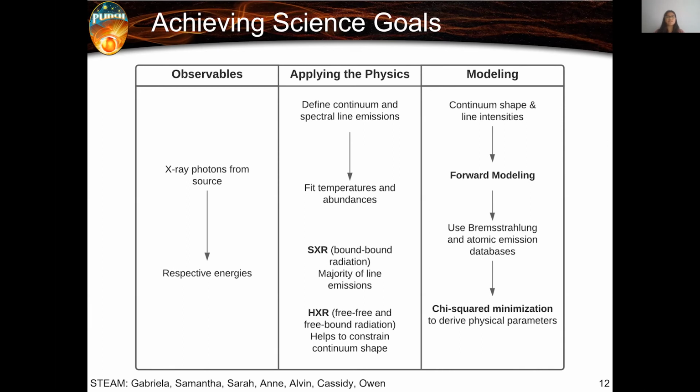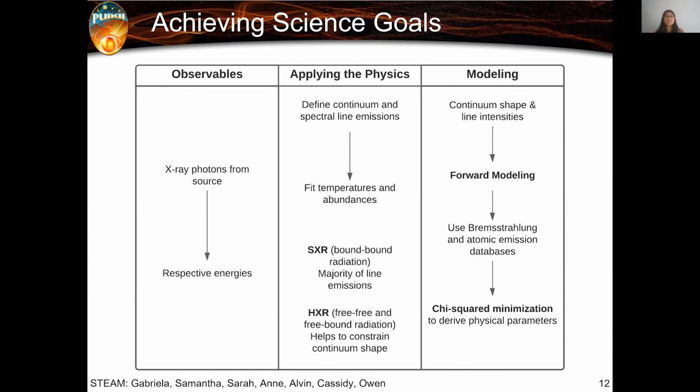We will be building a spectra for the flares where the continuum regions will be associated with free-free radiation, or Bremsstrahlung radiation. The emission lines are then going to be associated with the bound radiation. For the analysis of the spectra, the shape of the continuum and the intensities of the emission lines will allow us to fit temperatures and abundances to the spectrum of each flare and active region.